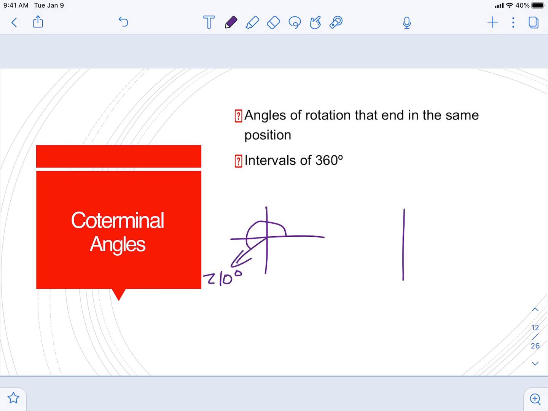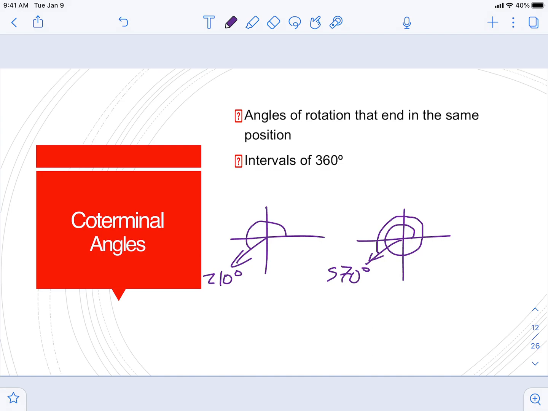If I went another 360 degrees, and went to, what would that be, 570, they would end in the exact same position. So in a lot of ways, they're the same angle. Every 360 degrees, you end up in the exact same position, and these are called coterminal angles.